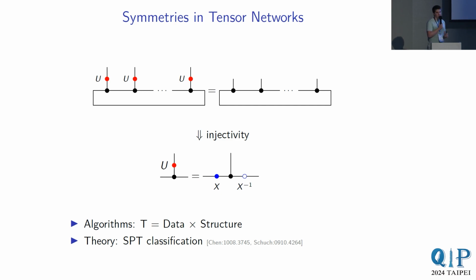So answering these kind of questions, and so understanding the internal mechanism of symmetries is important on the one hand for devising better algorithms, and on the other hand, it also helps in theoretical investigations. So for example, exactly this result has been used to achieve the SPT classification in one-dimensional states. SPT stands for symmetry protected topological order. If you have never heard about it, don't worry.